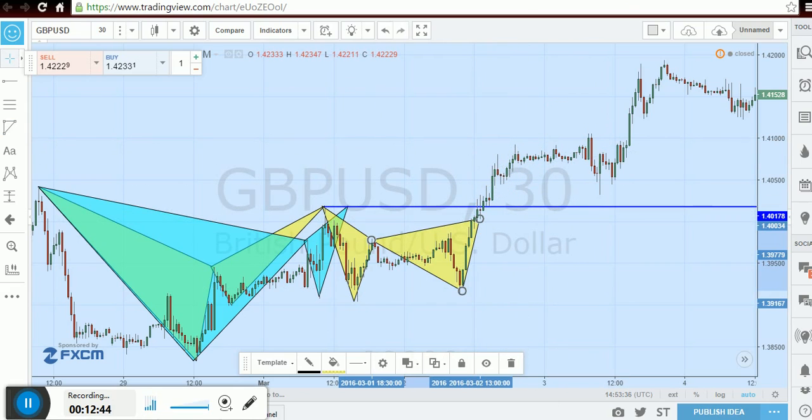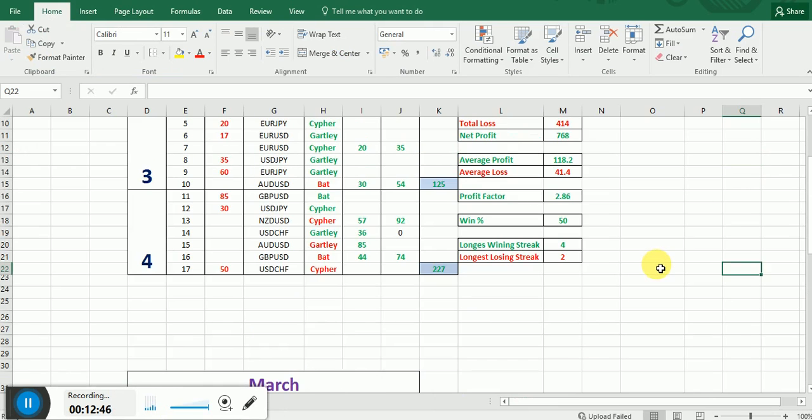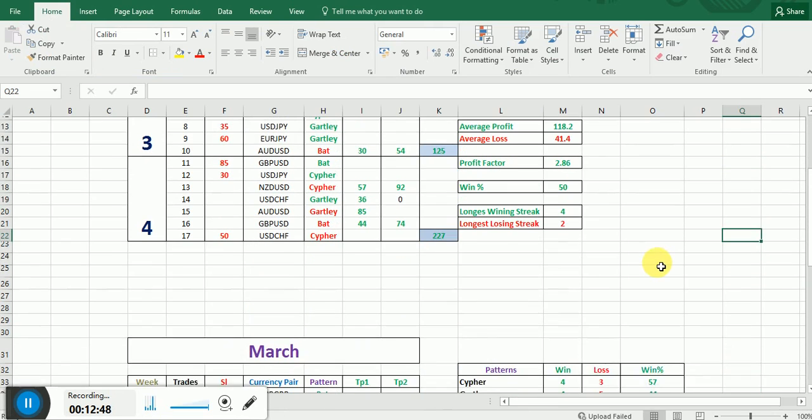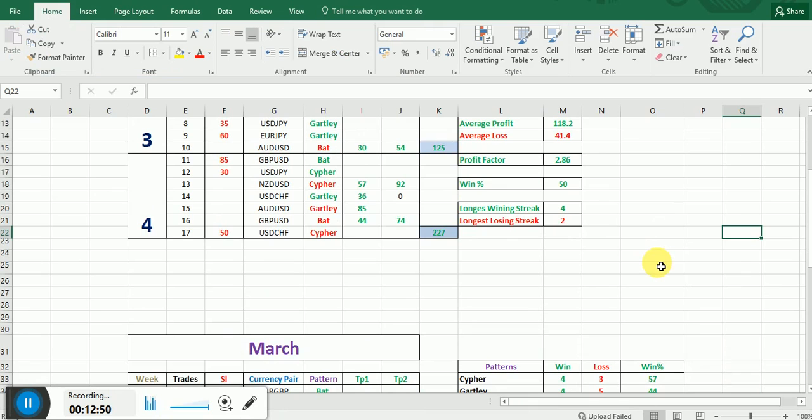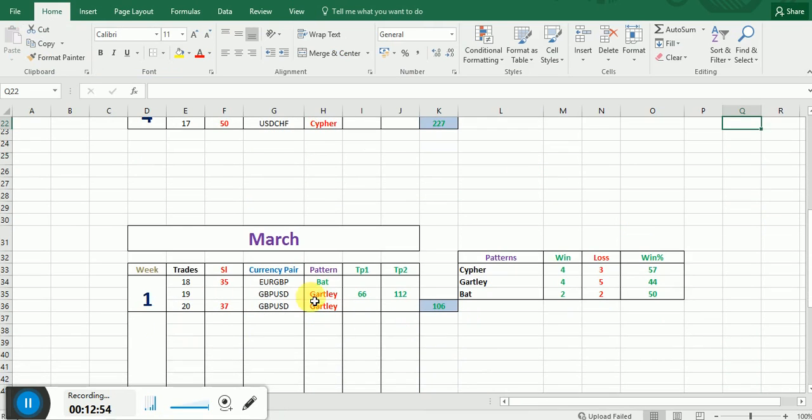So anyway, back to the results. I think I went over these results. I'm not going to go over them in detail. Obviously, if you watch my last video, you're going to see all the results in detail. But looking at this week that just ended, we only had 3 trades, just like the ones I just showed you. We took a 35 pip loss on the euro pound bullish bat, and then we had a good winner, 66 pips on target 1, 112 pips on target 2, and then we had 37 pips.